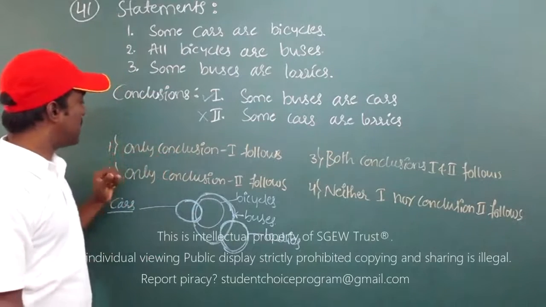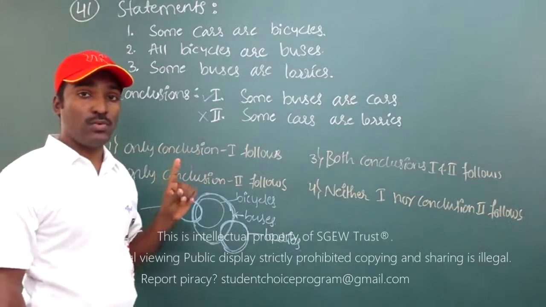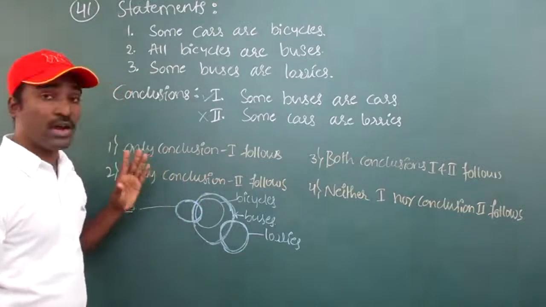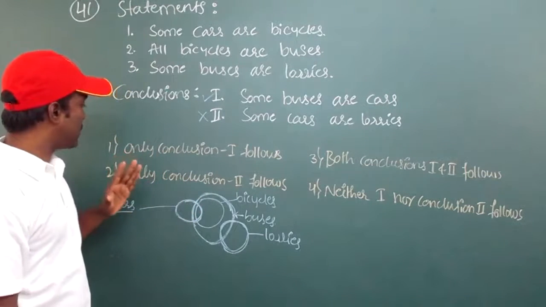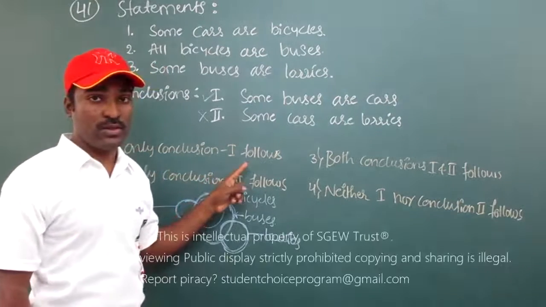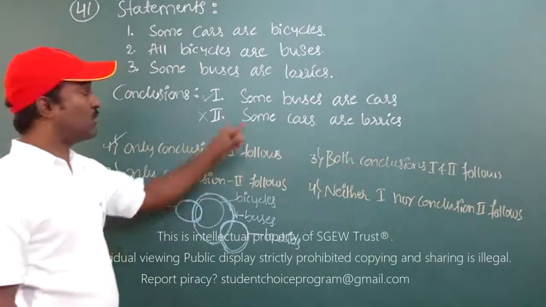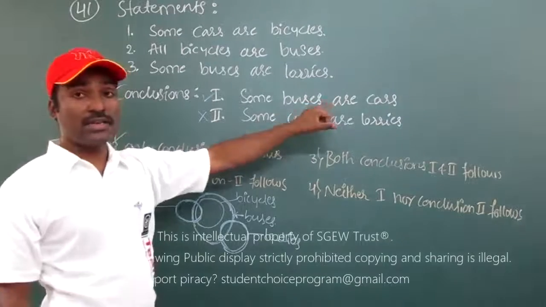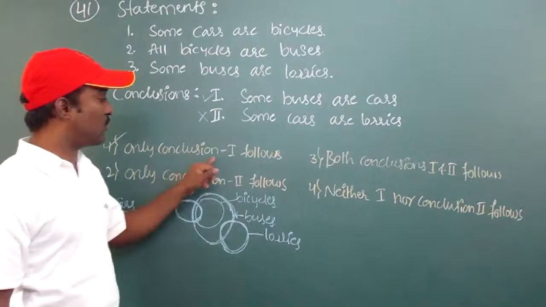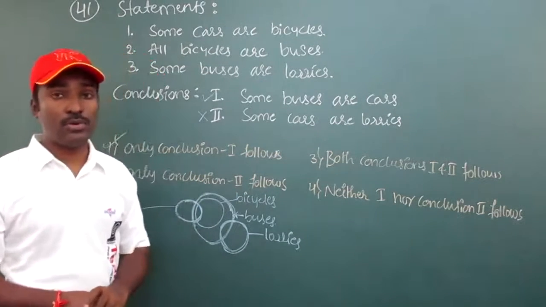Now using that, I will go with the options. Whichever option matches with our answer, that is conclusion 1 is the only correct conclusion, that will be our right option. Now coming to the first option, it is stating that only conclusion 1 follows. So what we found, only conclusion 1, that is some buses are cars, is true. Thus it states the same, that is only conclusion 1 follows. So the first option is the right option. Okay friends, now I will move to the next problem.